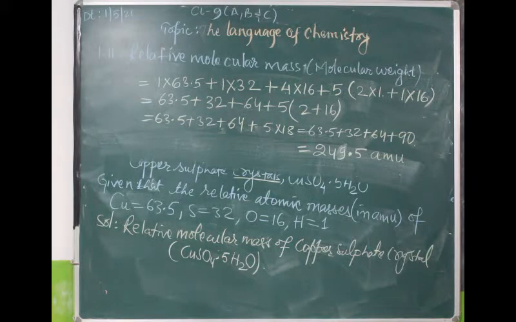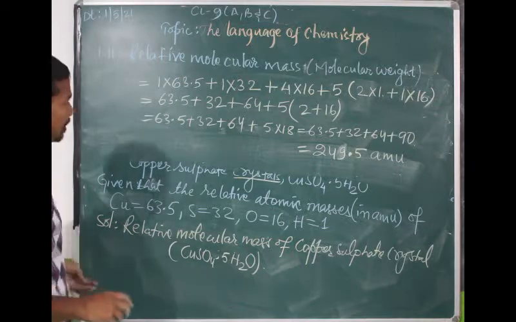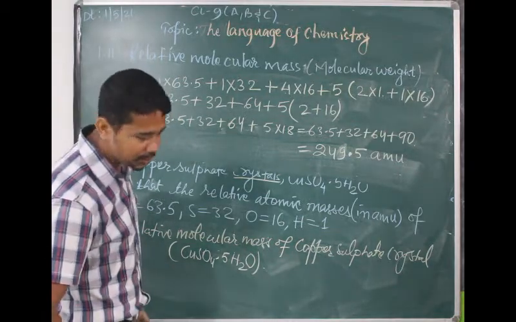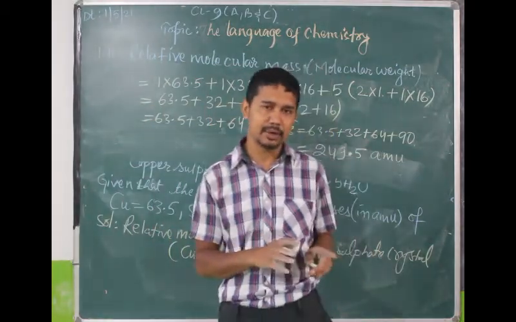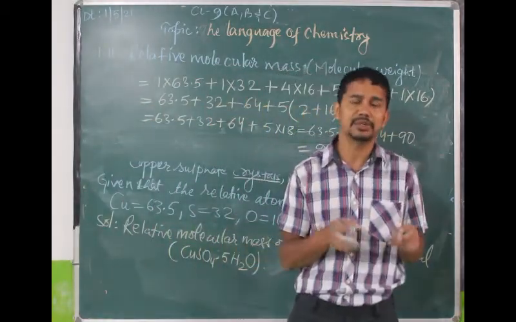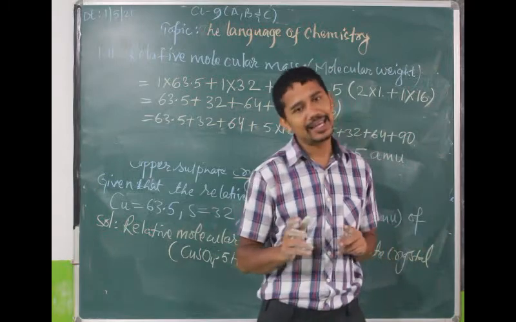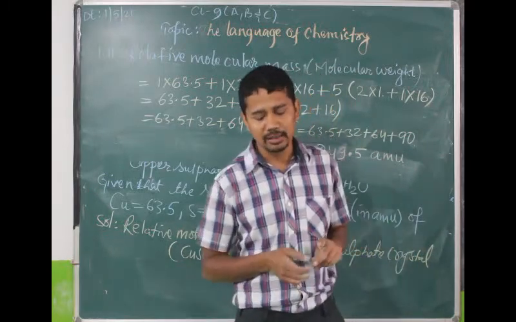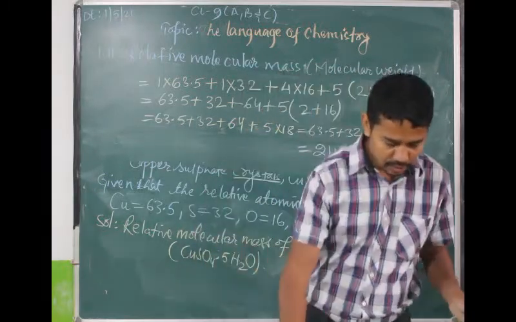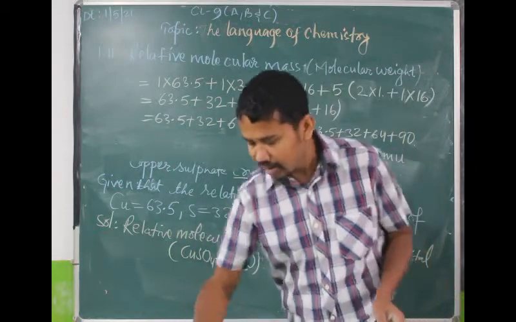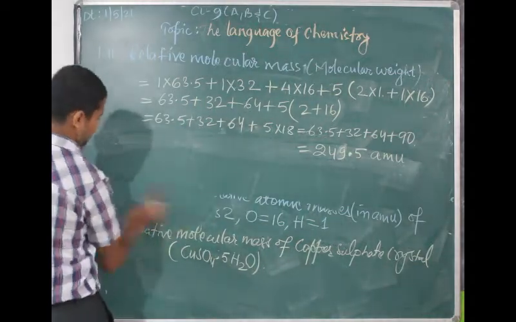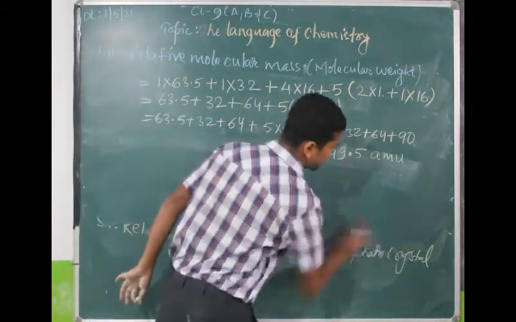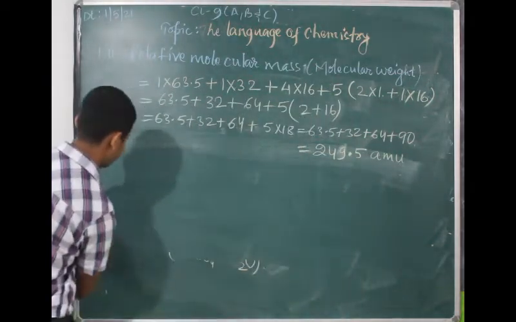So this is the way you calculate molecular mass. I hope you will practice. First of all, practice from the examples that are solved in your book, and then try to do the unsolved ones. So this is the way you find the molecular mass of copper sulfate.